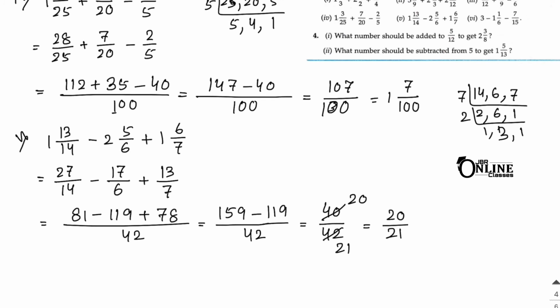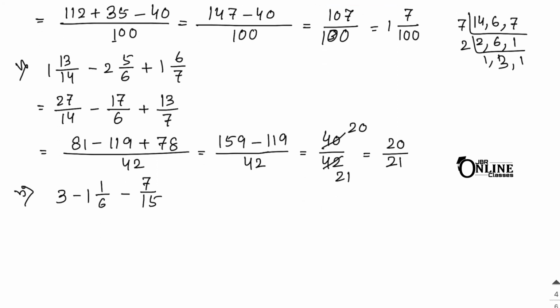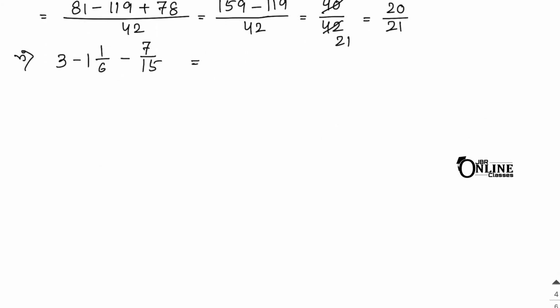Okay, now the next one and the last one. Here in 6, 3 minus 1 whole 1 by 6 minus 7 by 15. So that means 3 minus 7 by 6 minus 7 by 15.